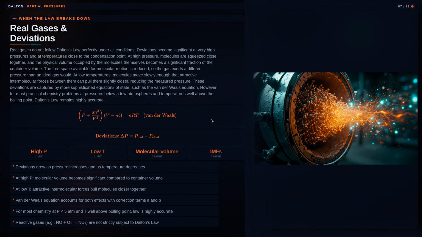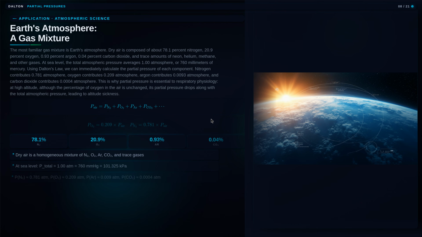would. At low temperatures, molecules move slowly enough that attractive intermolecular forces between them can pull them slightly closer, reducing the measured pressure. These deviations are captured by more sophisticated equations of state, such as the van der Waals equation. However, for most practical chemistry problems at pressures below a few atmospheres and temperatures well above the boiling point, Dalton's law remains highly accurate. The most familiar gas mixture is Earth's atmosphere.